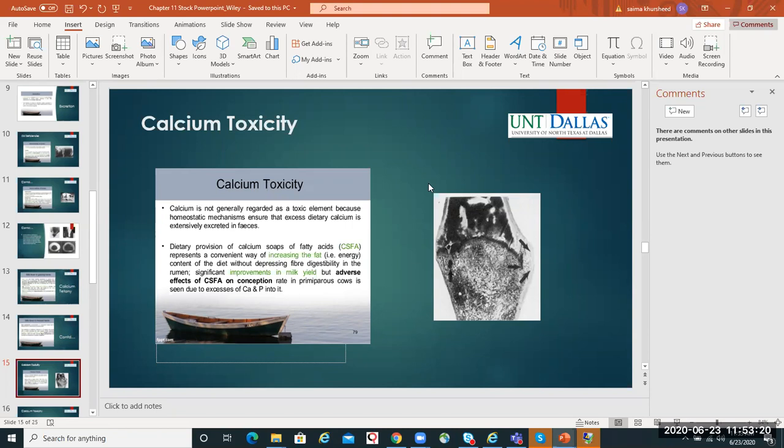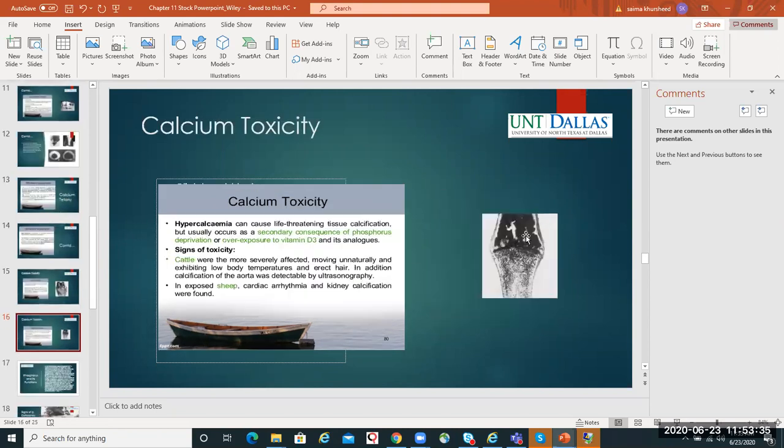So here in this picture you can see the excess bone mass, that's the osteoporosis, in a dog fed excess calcium, that's on the top, and this one is the normal diet, that's the normal calcium fed dog.